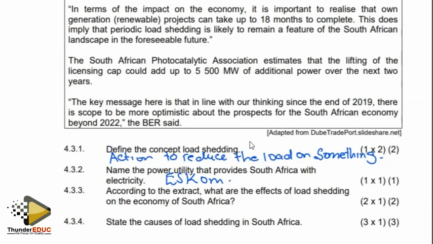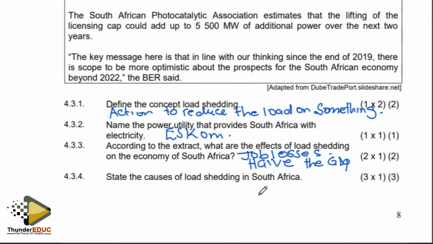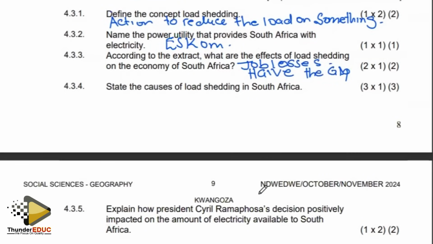According to the extract, what are the effects of load shedding to the economy of South Africa? You talk about job losses. You talk about having half the GDP. And also, let's move on to the next one. 4.3.4 state the causes of load shedding in South Africa.